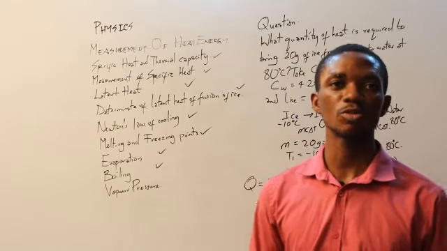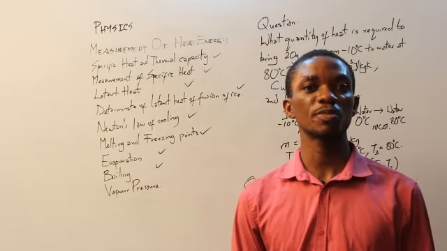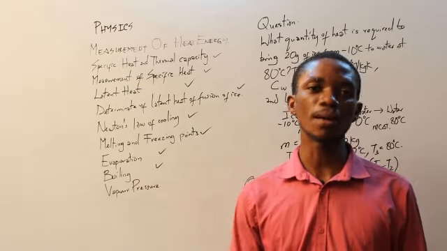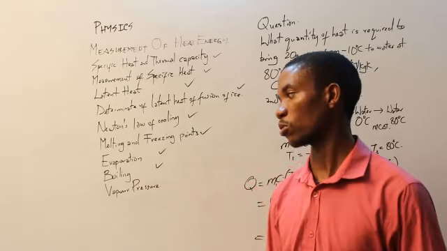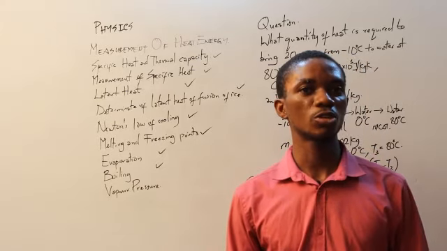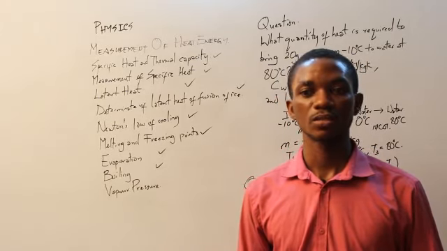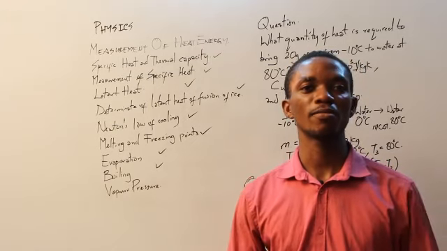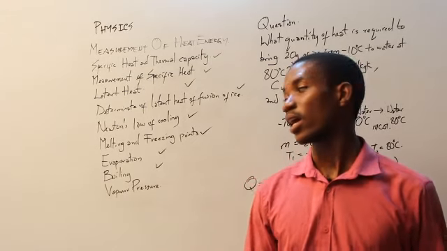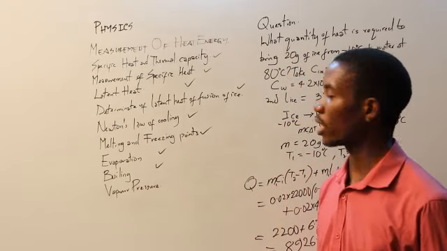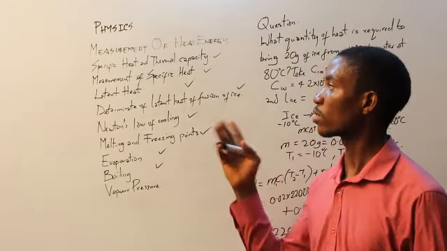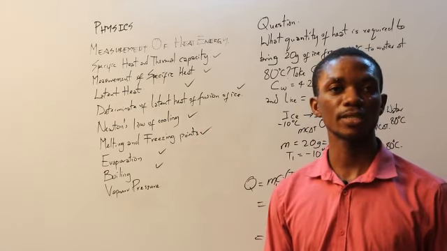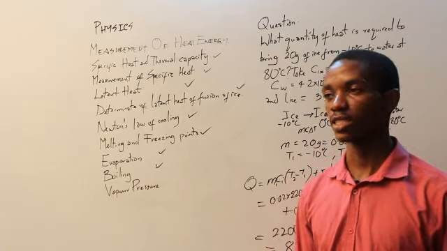We considered the differences between them. Evaporation can happen at any temperature, especially below the boiling point temperature, while boiling happens at a specific temperature, which is the boiling point temperature. We talked about vapor pressure and its applications. We defined vapor pressure as the pressure exerted by a vapor on the atmosphere. We also took an example as regards heat capacity, specific heat capacity, and specific latent heat.